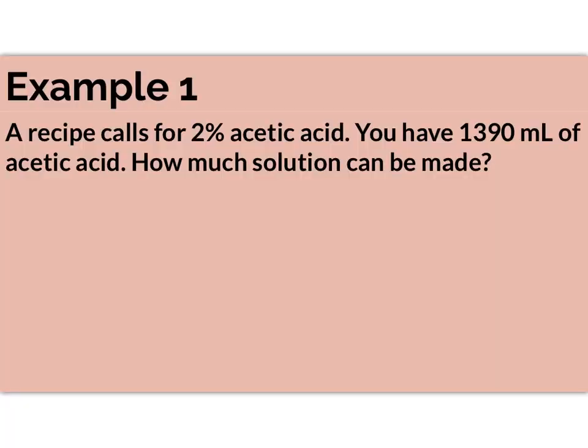Okay, a recipe calls for 2% acetic acid. You have 1,390 milliliters of acetic acid. How much solution can be made? Okay, so let's solve this. So we have 2% of how much solution times solution will equal what we have.